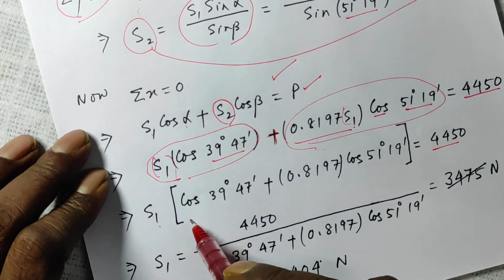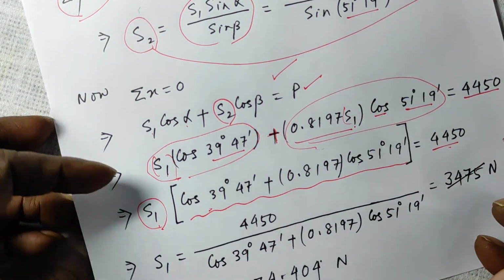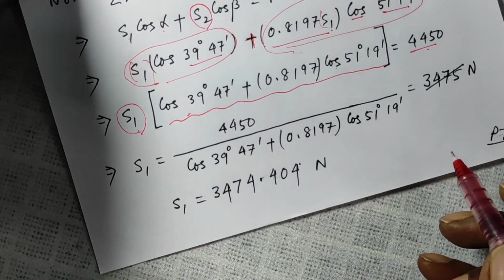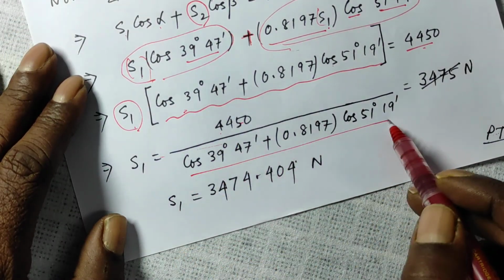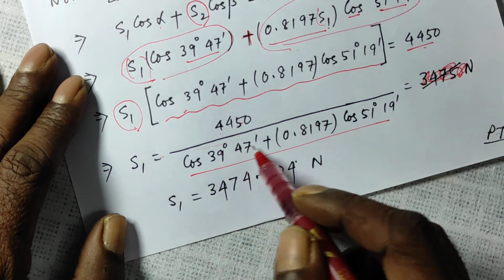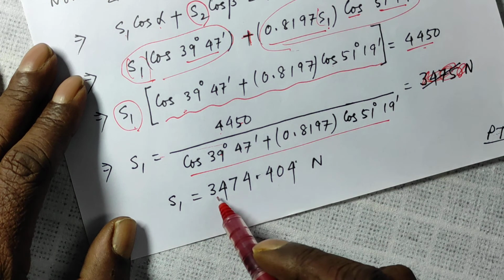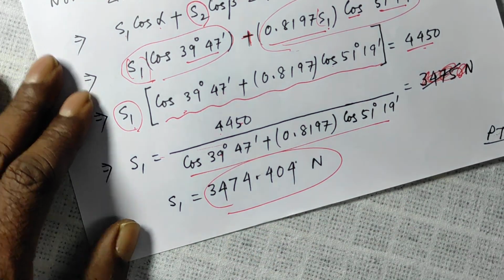Now to find S1, this whole thing which is multiplied with S1 is taken to the right hand side to be divided. So S1 becomes 4450 over this. If you put it in a scientific calculator, this comes out to be exactly 3474.404 Newton.